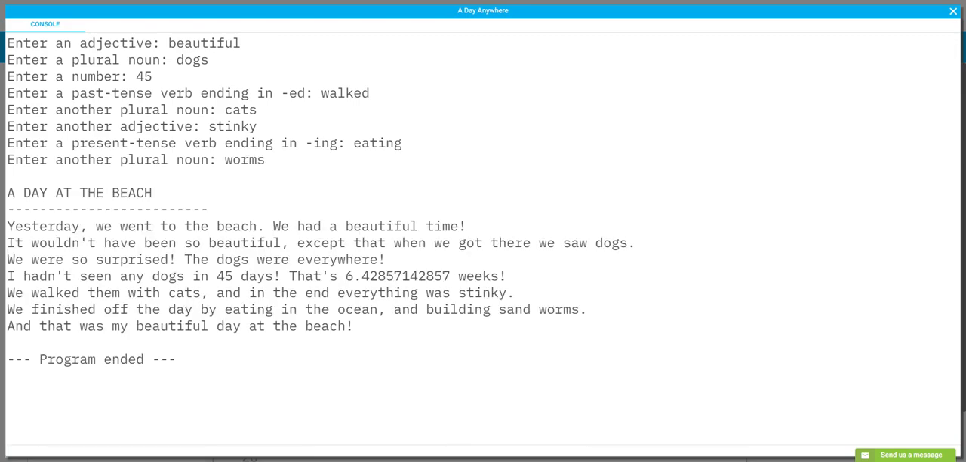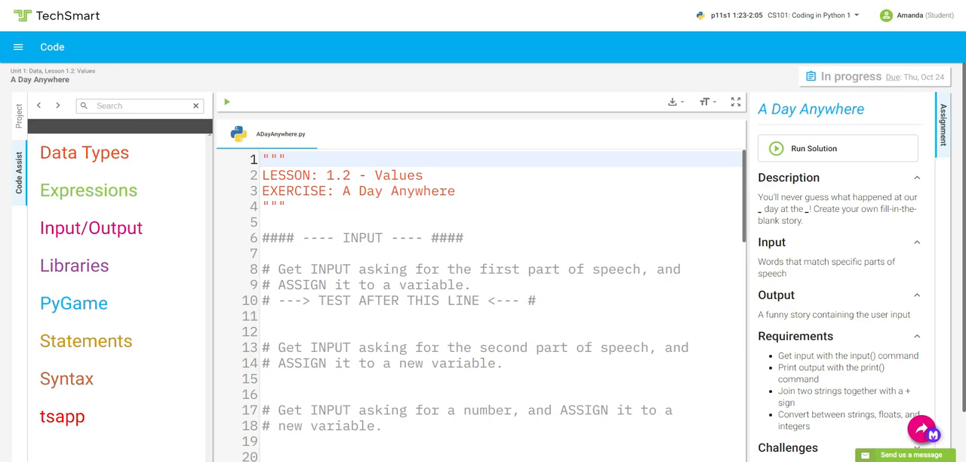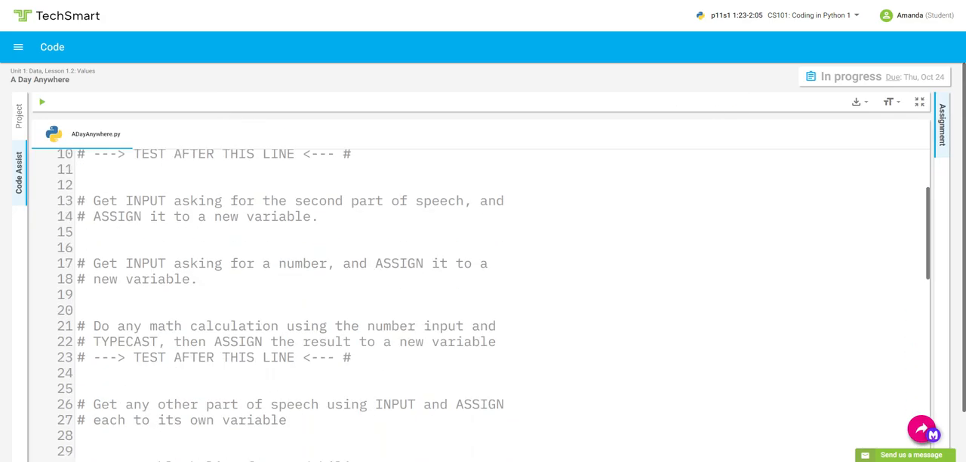Okay, why is it saying a day at the beach? Yesterday went to the beach, had a beautiful time. It wouldn't have been so beautiful except that when we got there we saw dogs. We were so surprised. Okay, so we're going to change up that because it's not going to be a day at the beach. This is a day anywhere.